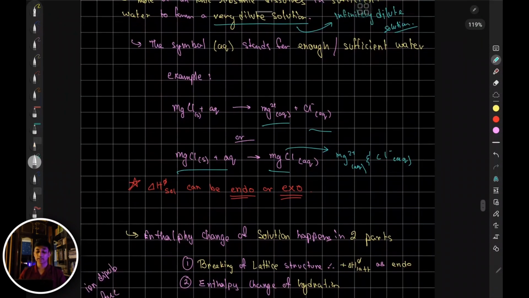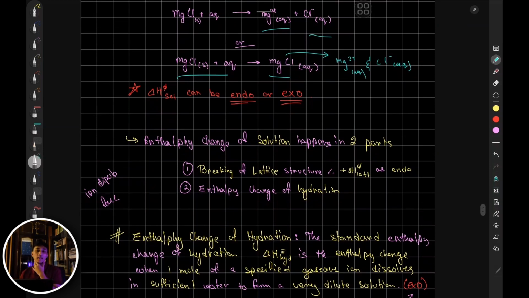Great. Now, one thing to remember is enthalpy change of solution can be both endothermic and exothermic. You may think that since the ionic compound is broken and dissolved, it must be endothermic since bonds are broken. But no, there is an exothermic process as well where bonds are formed, and we are going to look into that, which is why the enthalpy change of solution can be more endothermic or more exothermic.